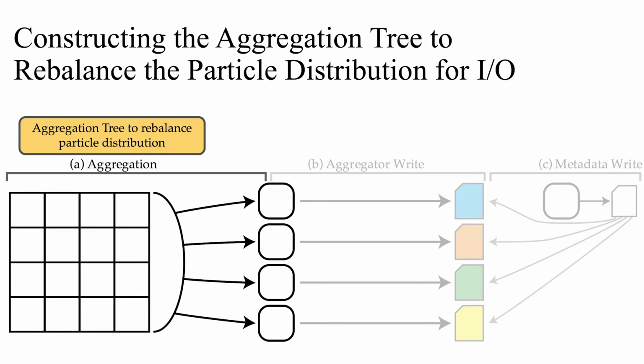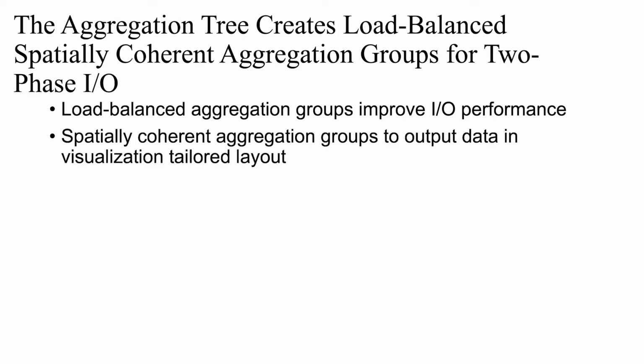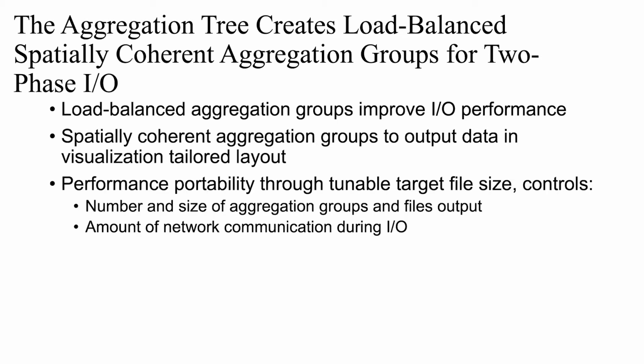spatial locality into account. The aggregation tree creates load-balanced, spatially coherent aggregation groups for two-phase I/O. The load-balanced structure of these groups allows it to improve I/O performance for non-uniform distributions, and the spatially coherent structure of the groups allows our approach to output data in a visualization-tailored layout.